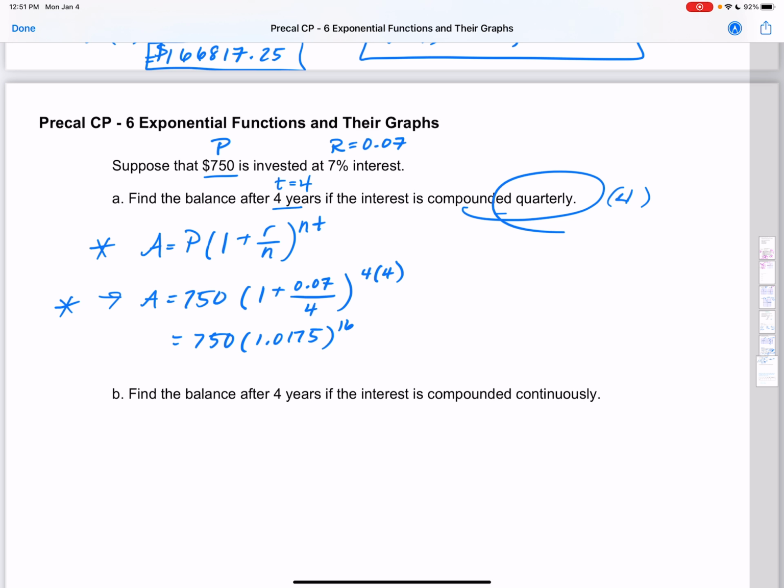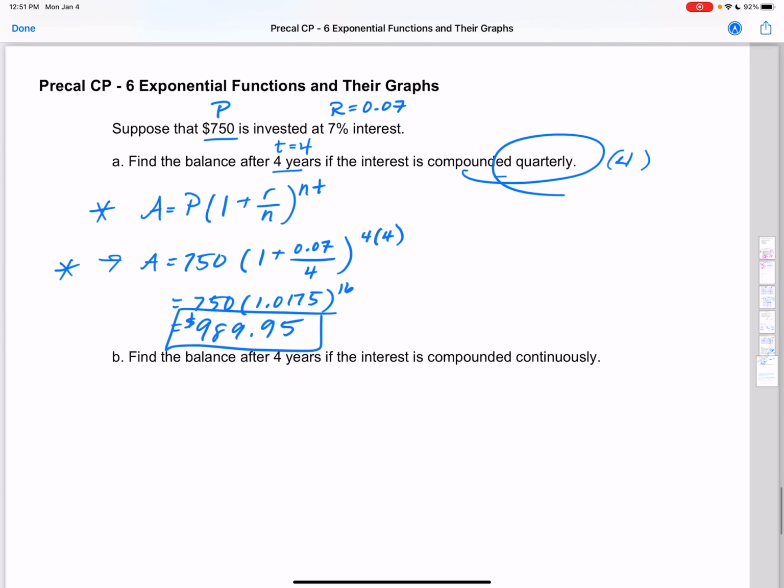So you're going to raise that to the 16th power, and then you're going to, oops, I forgot to add 1 to it. And raise that to the 16th power. And then I'm going to multiply it by 750. And I get 989.95, rounding that since it's money. So be careful. If you're not getting these numbers, then you're rounding incorrectly, or you're rounding too early, and you don't want to round until you get to your final step.